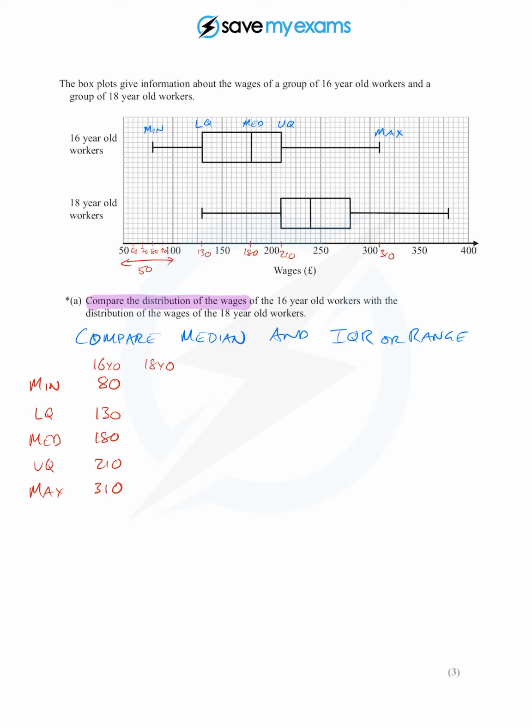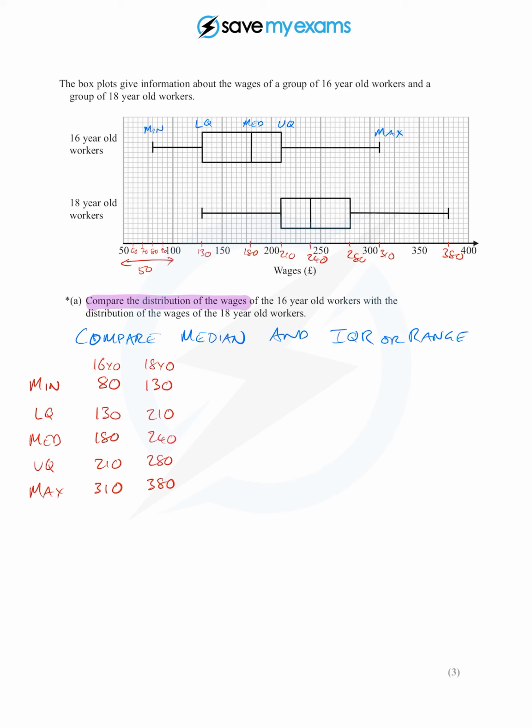And then for the 18-year-olds, well, the 130 is the minimum. That's already marked. The lower quartile is 210. That's already marked. There's 240 for the median. And then the upper quartile for the 18-year-olds is 280. Okay, and the maximum is 380. You can check those on the scale yourselves.